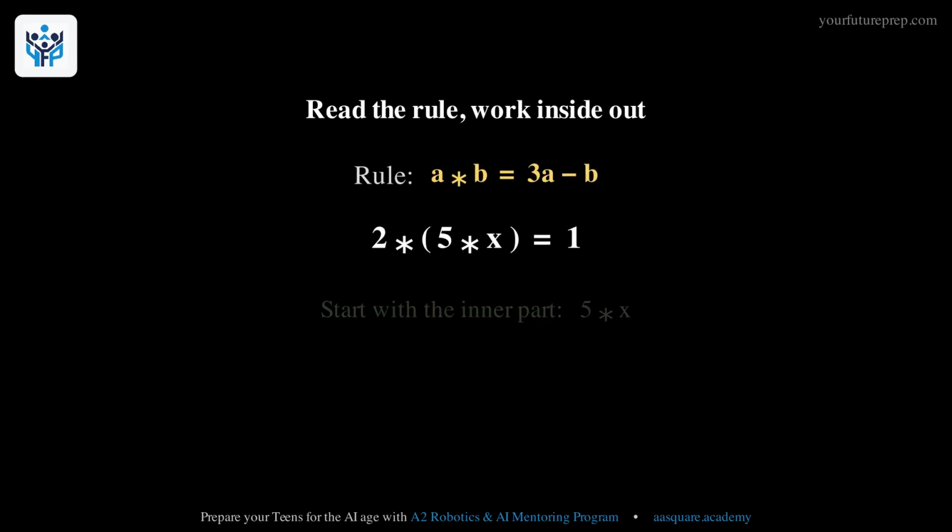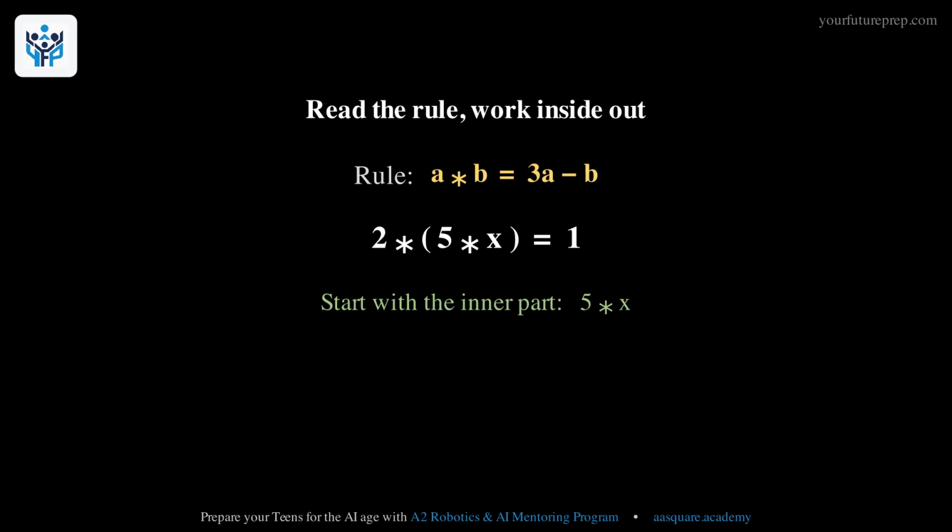The trick is to understand the rule. The star operation says A star B equals 3 times the first number minus the second number. Since the expressions are nested, we work from the inside out, so we start with the inner piece.